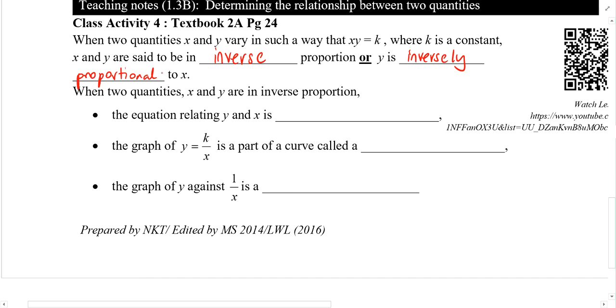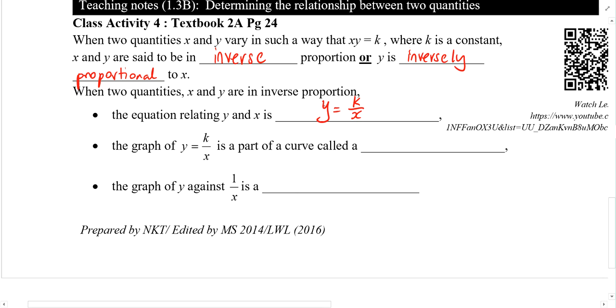As long as we can write y equals k over x. So as you're writing this down, y equals k over x, always remember the difference between this and our direct proportion. Okay, inversely proportional, y equals k over x. Whereas for direct proportion, what was it again? y equals kx. Yeah, so that's the difference.